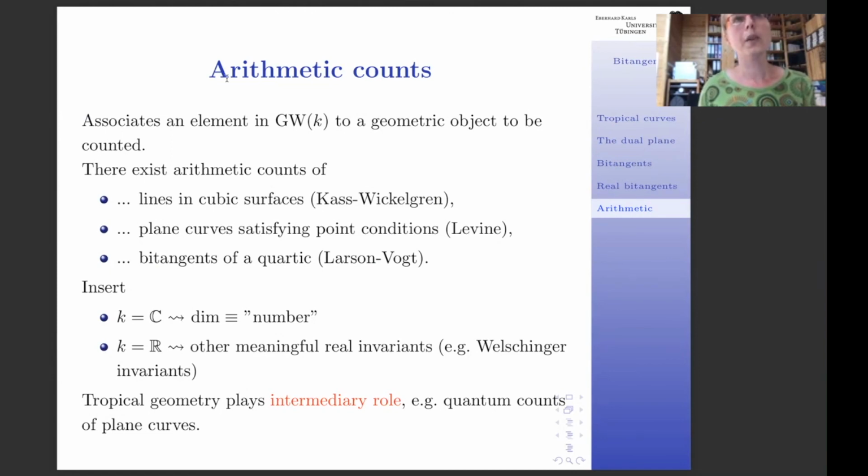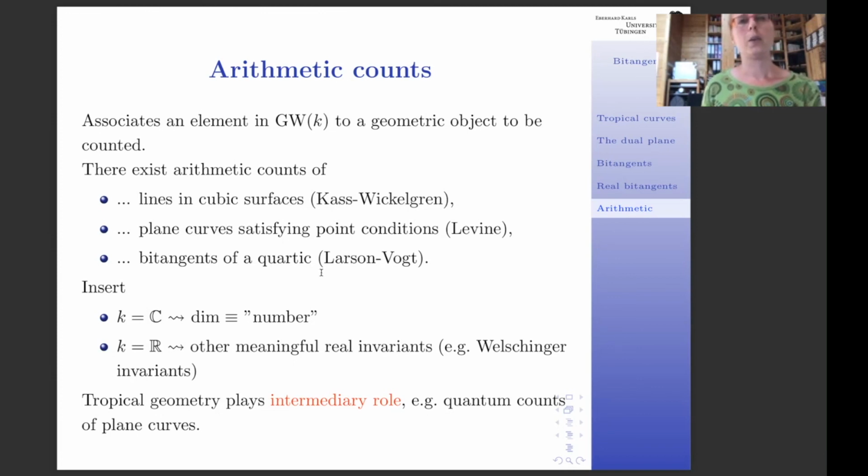Okay, so what is known in the arithmetic world? As I say, we don't count, but we associate an element in the Grothendieck-Witt ring to a geometric object. And there exist arithmetic counts of lines in cubic surfaces, for example, by Kass and Wickelgren, plane curves satisfying point conditions by Levine, and bitangents of a quartic by Larson and Vogt. And this is a rather recent paper from 2019.